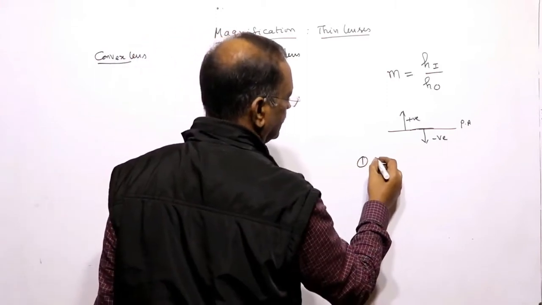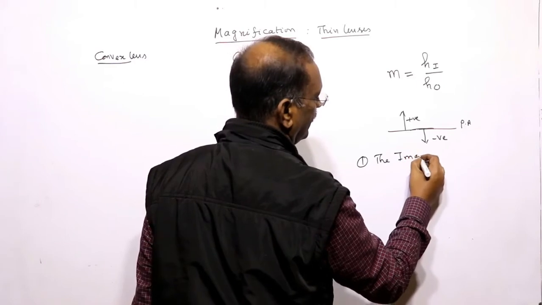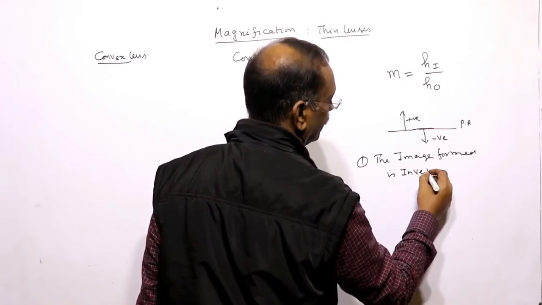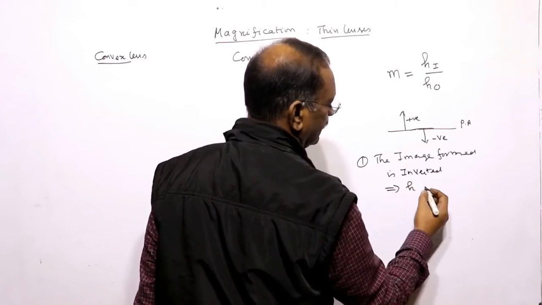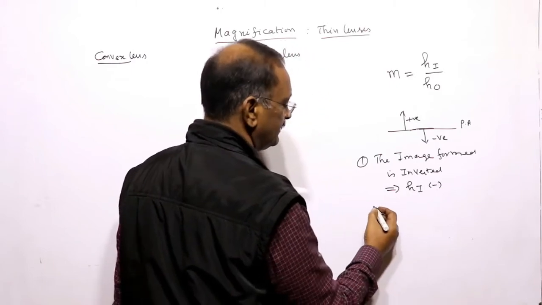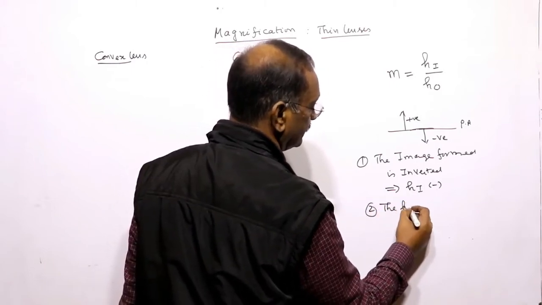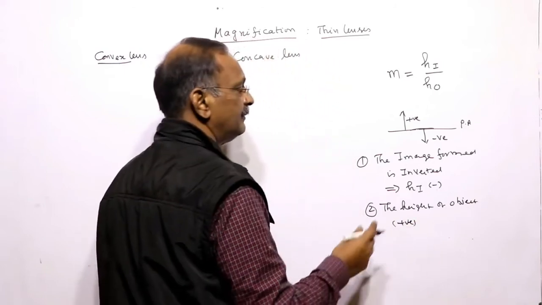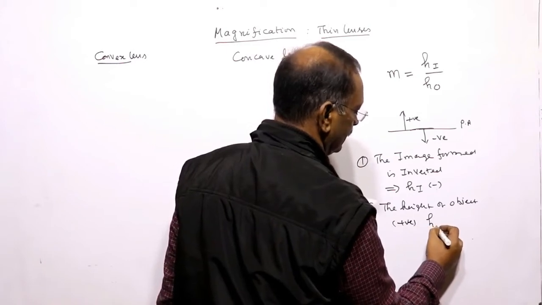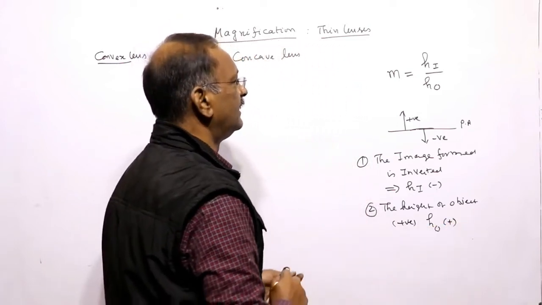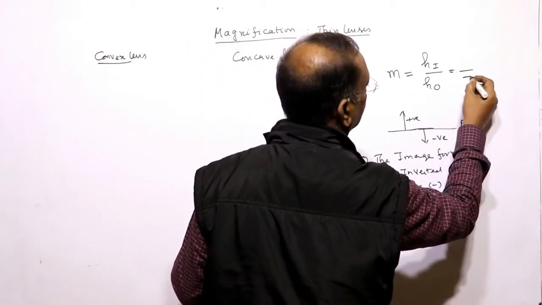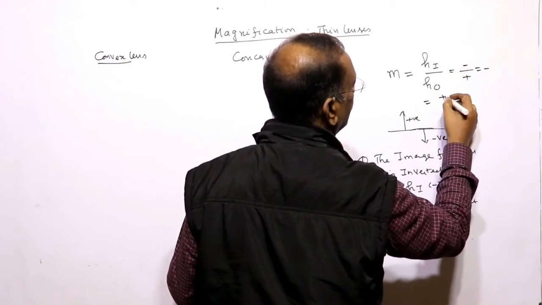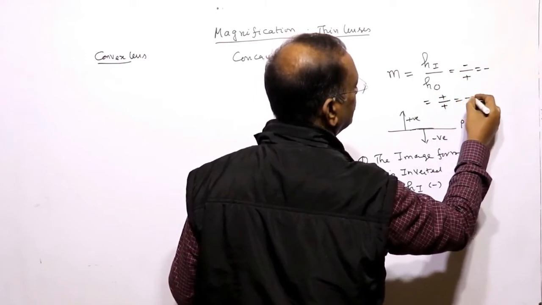Very simple, if the image formed is inverted, that means the height of the image is negative. And we always consider the height of the object positive, because it is always kept above the principal axis. So the height of the object is always positive. So the magnification will be negative. If the height of the image is positive, and the height of the object is always positive, then the magnification is positive.